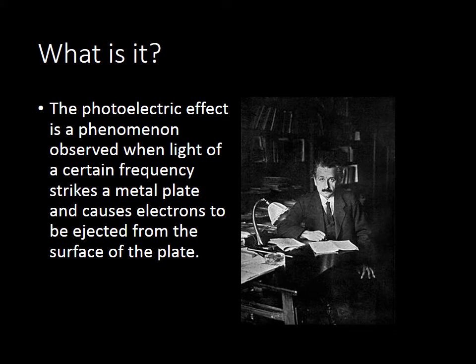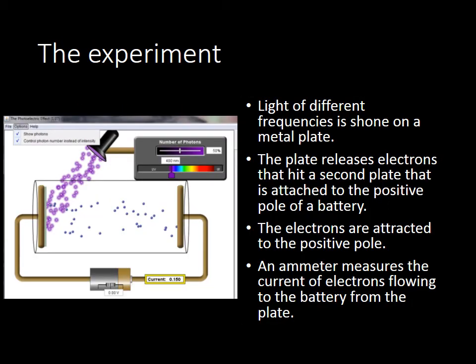So what is the photoelectric effect? Well, the photoelectric effect is a phenomenon that's observed when light of a certain frequency strikes a metal plate and causes electrons to be ejected from the surface of the plate. Now, this was kind of a curiosity back when it was first discovered, and it led to some experimentation.